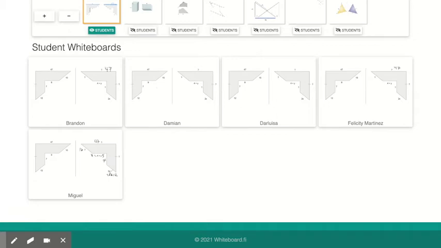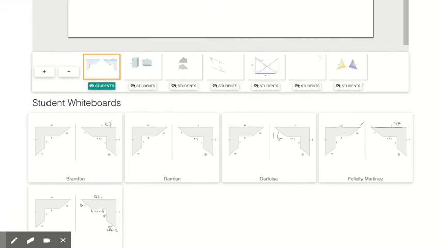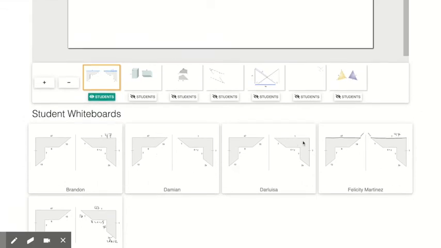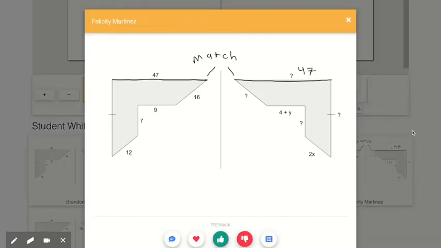But okay, so we have 47. Nice. And we have 47 because, like Miguel said, it matches. Okay, Felicity, Brandon, I see your inputs. Nice. Now let's try to think about, Darluisa, that was correct. You can keep going on that. Don't second guess yourself. And nice, Felicity, I see that you said that they're matching.